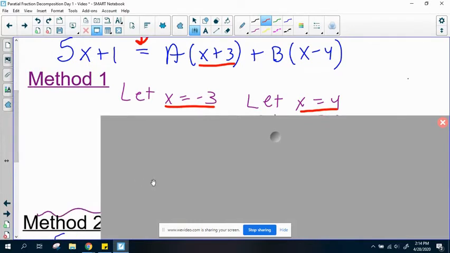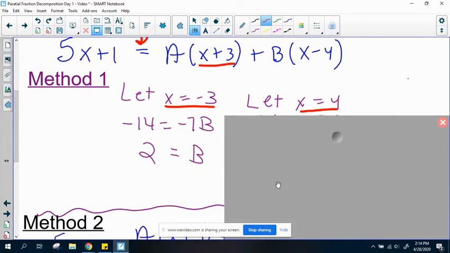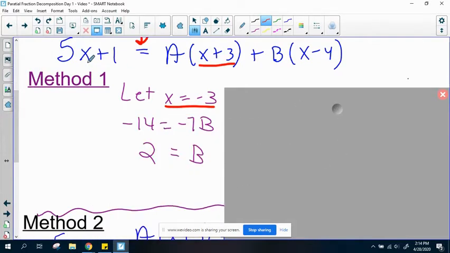All right, so if I let x be -3, then I'm going to plug in a -3 everywhere I see an x. So I'm doing 5 times -3 plus 1, which gives me -14. Here, this whole a part is gone. And then this is -3 minus 4, which is -7, so -7b. So now if I just divide, b is 2.